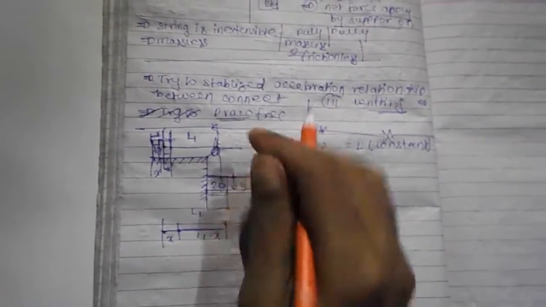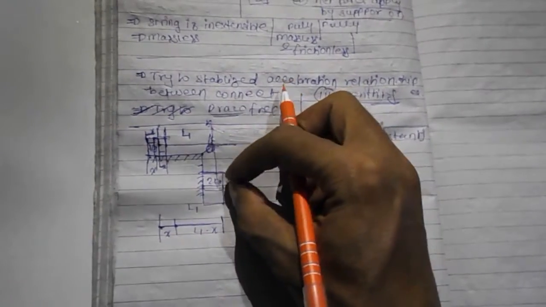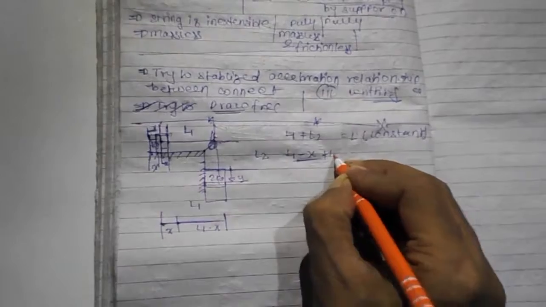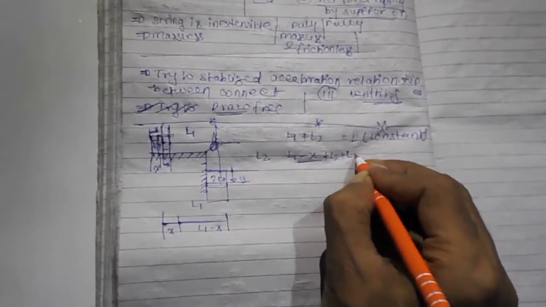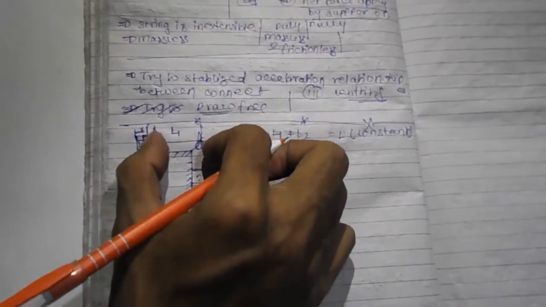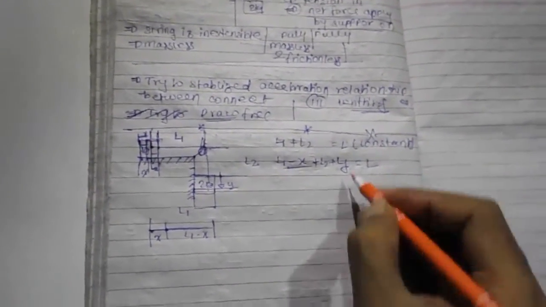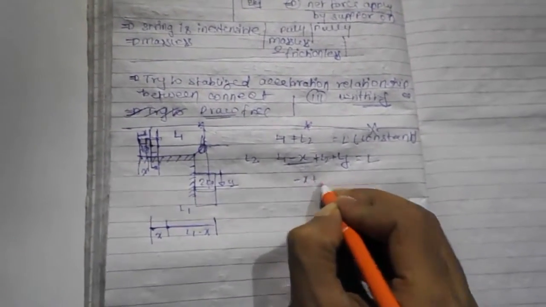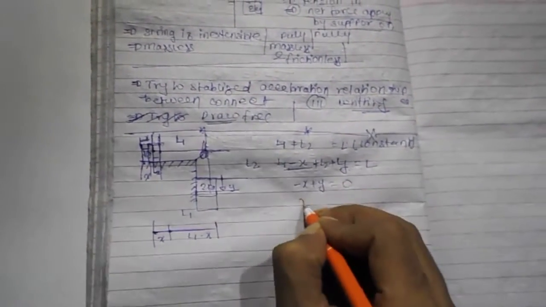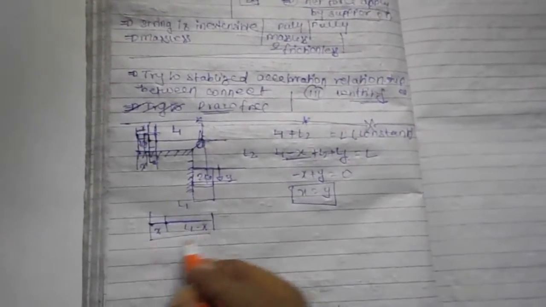Listen, what is this length? This length is L2. What will this length be? y. So what will the total length be? L2 plus y. Since this is the total length of the string, which is L and which is constant, if you see this carefully, what do you get? Minus x plus y is equal to 0, so x is equal to y. So you just have to think about how I did it.